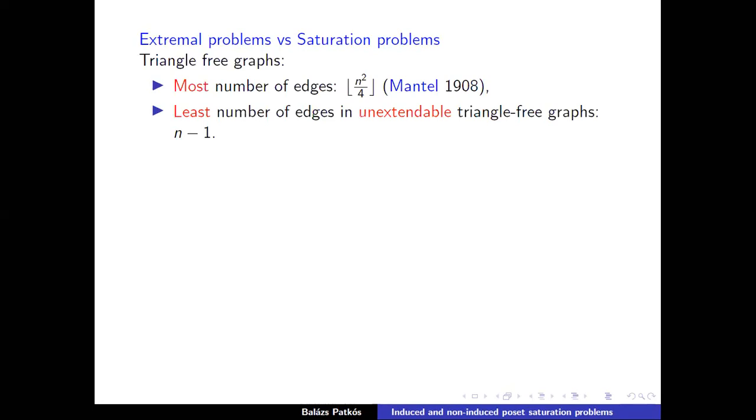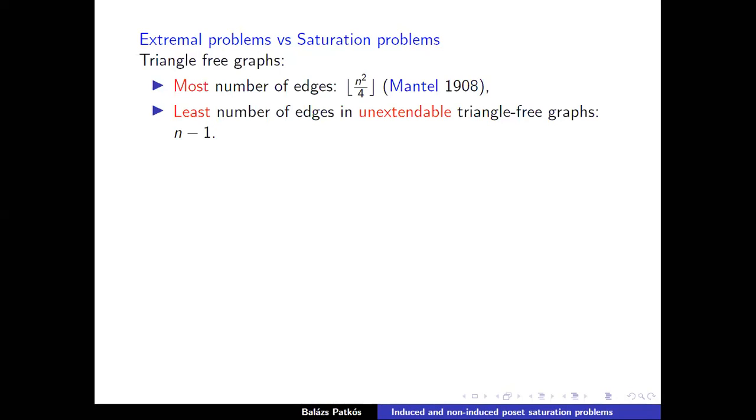The property of being a triangle-free graph. We know from the famous theorem of Mantel that if we have an n-vertex triangle-free graph, then it can have not more than n squared over 4 edges. This is sharp, as shown by the balanced bipartite graph. And so this is the extremal problem.